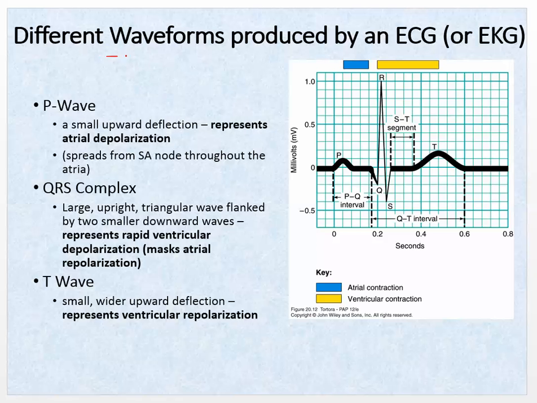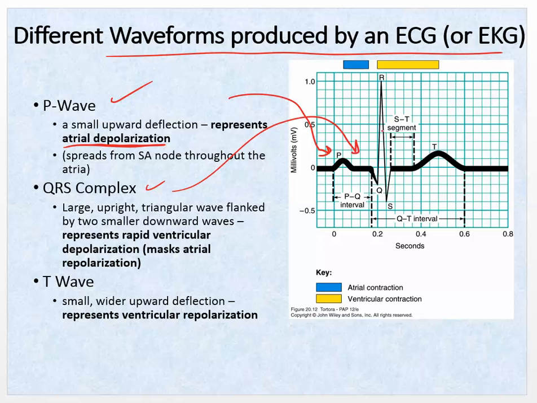Okay, so different waveforms. This is review, from what I just talked about. The P wave, a small upward deflection right there, represents atrial depolarization. I already said that. It spreads from the SA node throughout the atria, and of course it comes down to the AV node where it pauses. Then you have the QRS complex, this entire complex right there, a large upright triangular wave flanked by 2 smaller downward waves, these guys, and that represents rapid ventricular depolarization.